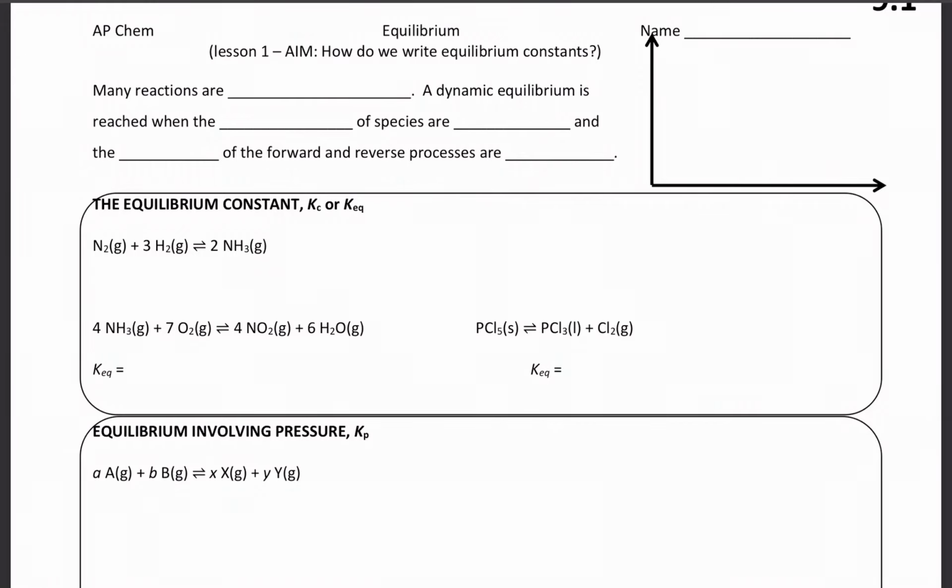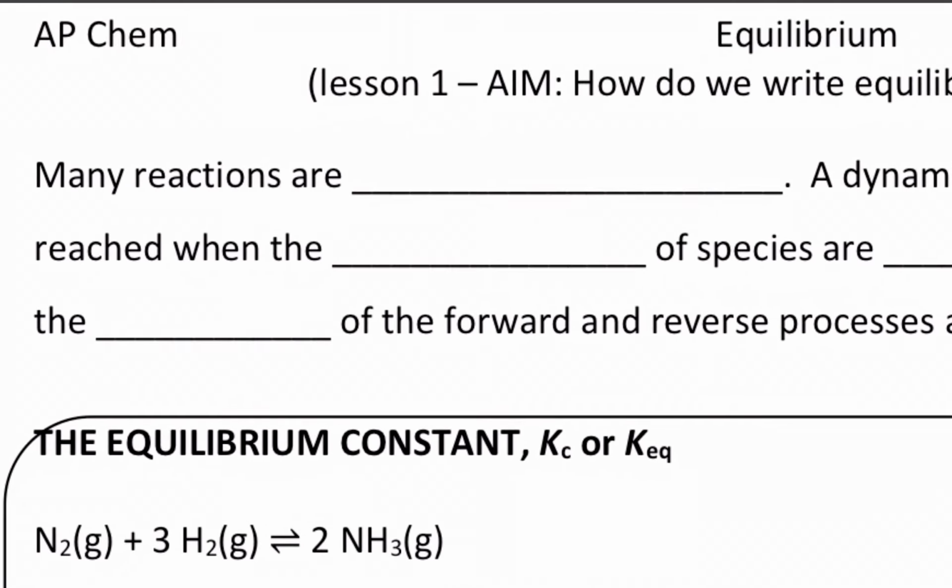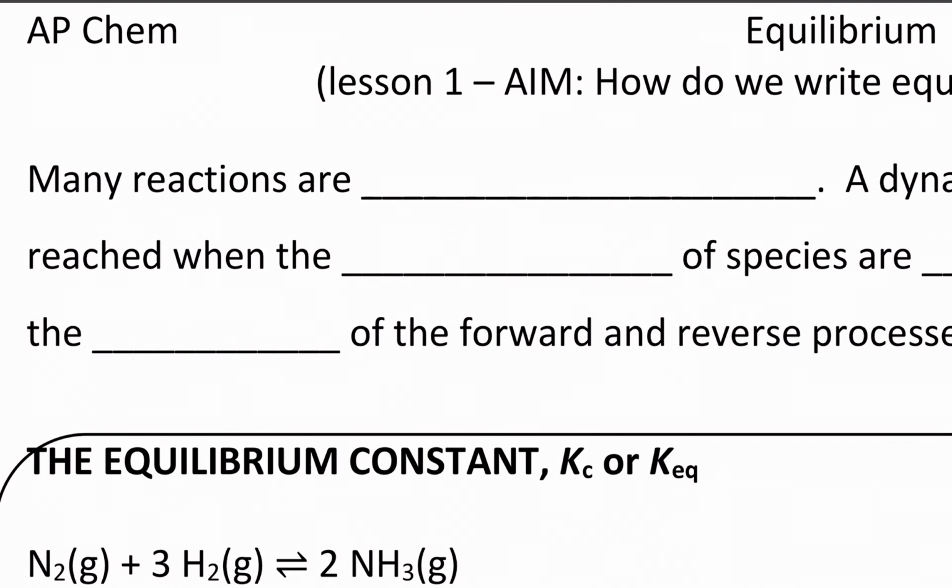All right, chemists, this is the first lesson in our equilibrium unit. Equilibrium refers to reversible processes. Many reactions and physical changes, of course, are reversible. That's what the equilibrium unit is all about, the reversibility of processes.